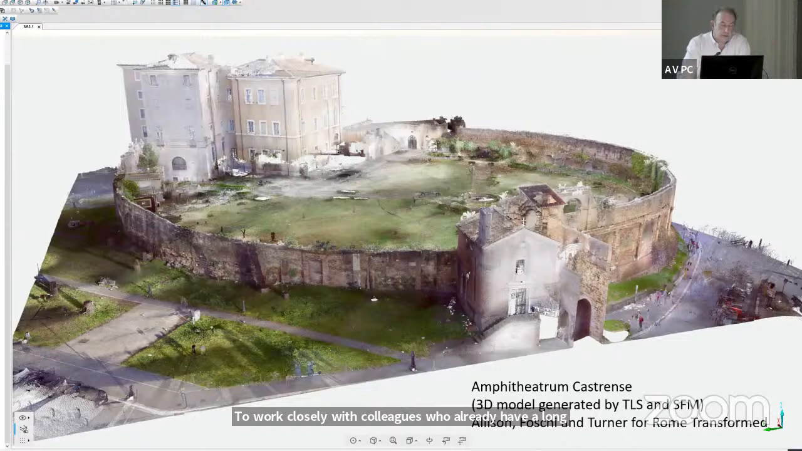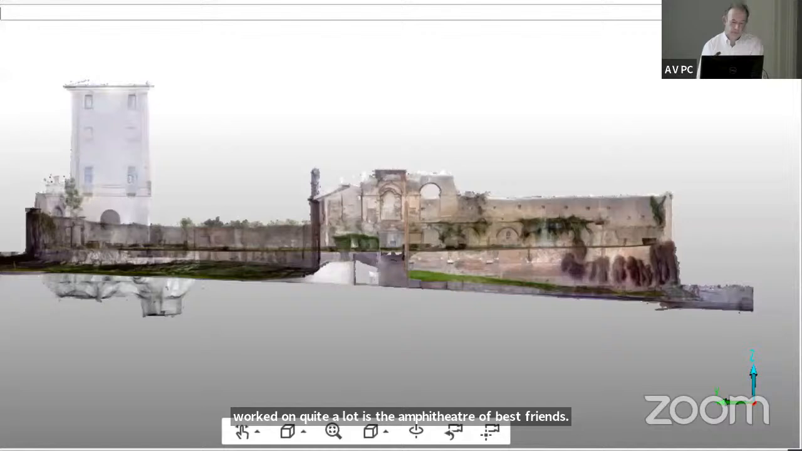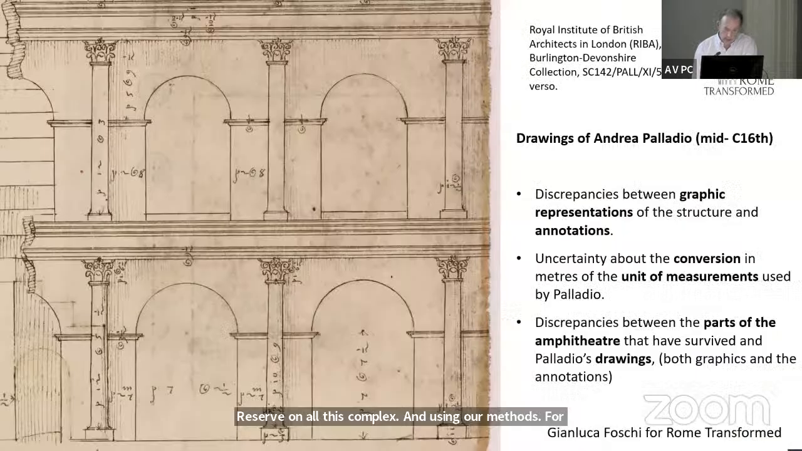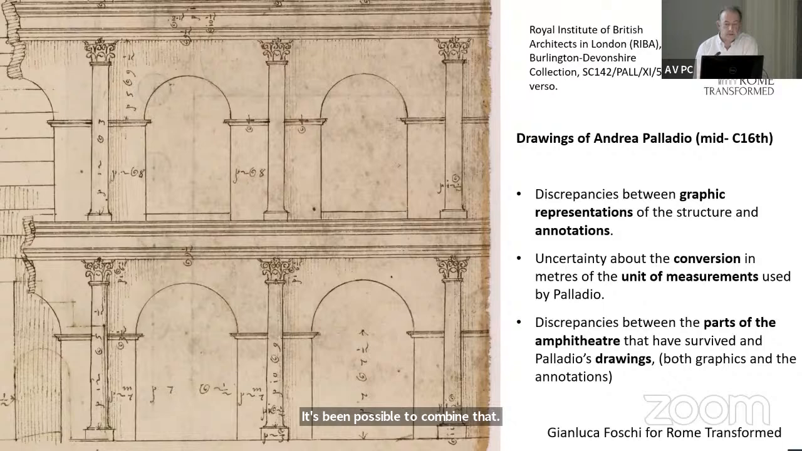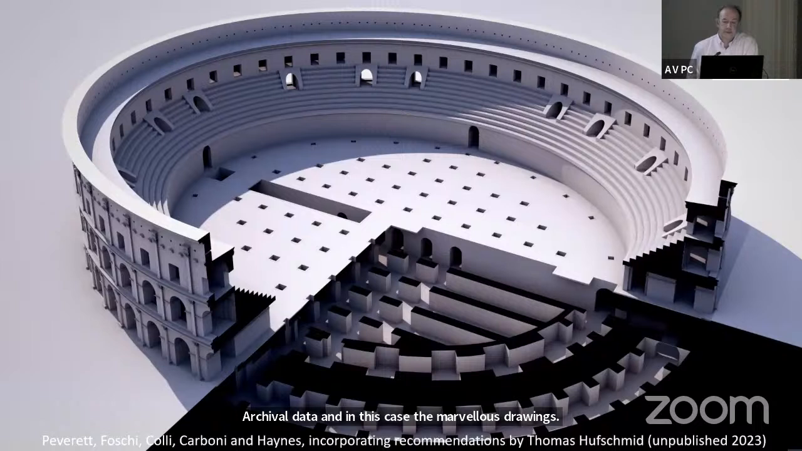So one of the areas we've worked on quite a lot is the Amphitheatrum Castrense, a very well preserved part of this complex. And using our methods of fully recording digitally all exposed archaeology above and below ground, it's been possible to combine that, as is our wont, with other geophysical data, other survey data, archival data, and in this case, the marvelous drawings of Andrea Palladio, in order to get a better understanding of what the Amphitheatrum Castrense would have looked like when it was constructed in the 3rd century.